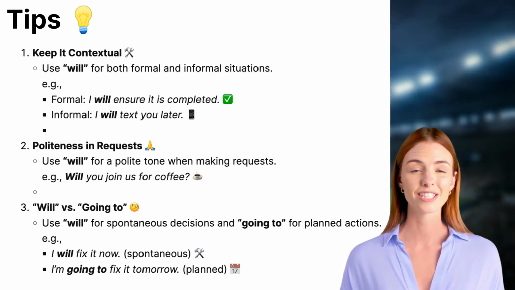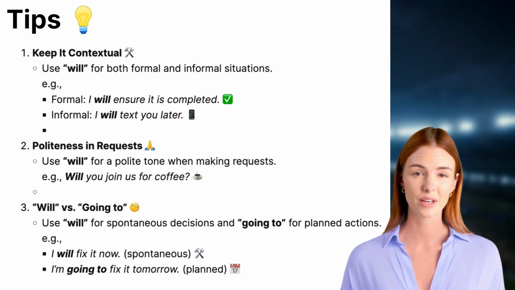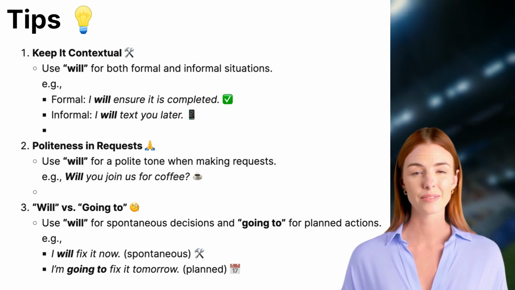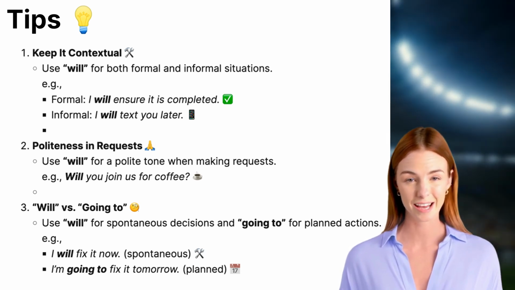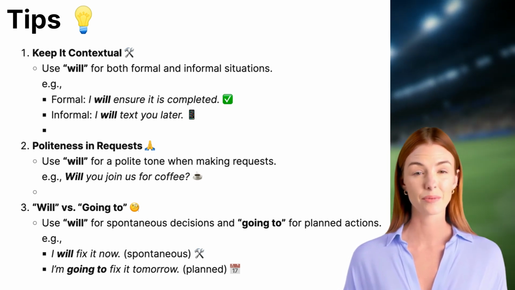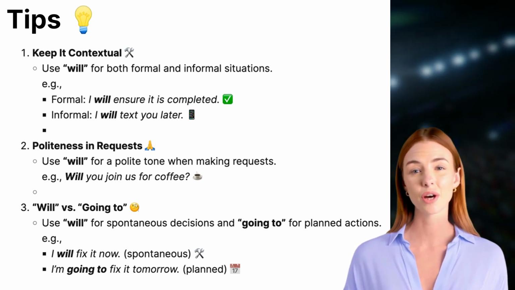3. Will versus going to. Will is used for spontaneous decisions, while going to is used for planned actions. Example: Spontaneous: I will fix it now. Planned: I'm going to fix it tomorrow. If you just decided something at the moment of speaking, use will. If it was already planned, use going to.